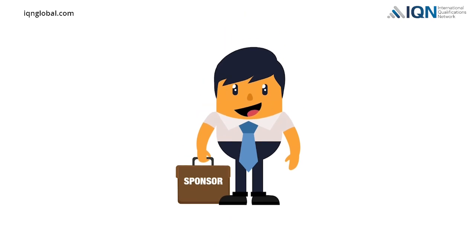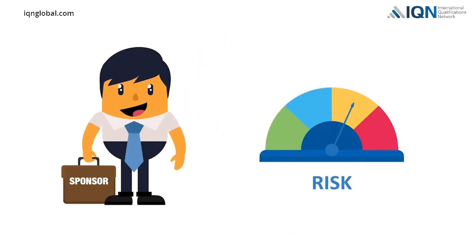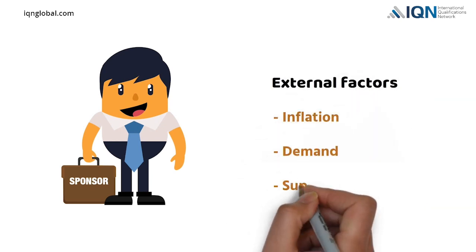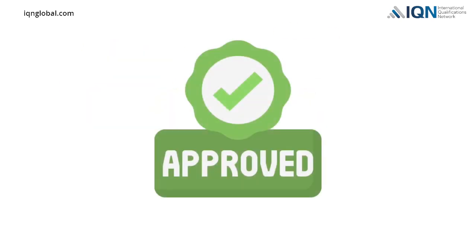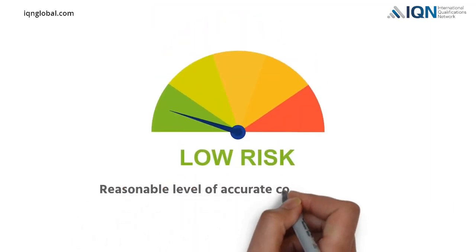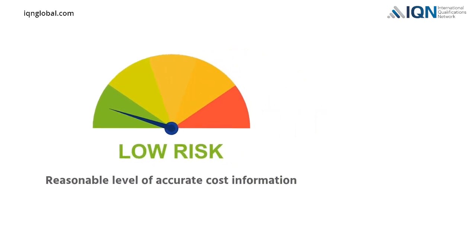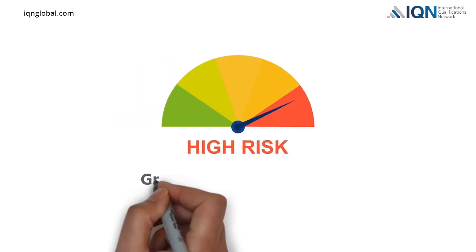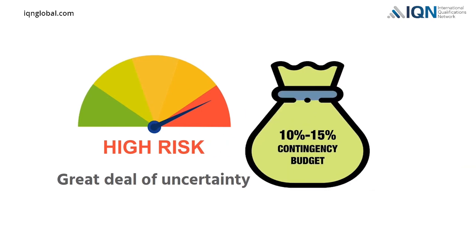The project sponsor may consider the level of project risk and also the volatility of external factors, such as inflation, demand, and supply. Based on the risk level, contingency fund amounts may be approved. For example, a low-risk project with a reasonable level of accurate cost information may have a contingency budget of 5%. On the other hand, a high-risk project with a great deal of uncertainty could have a contingency budget of 10 to 15%.